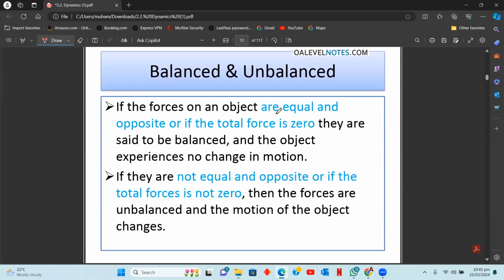If the forces on an object are equal and opposite, or if the total force is zero, they are said to be balanced, and the object experiences no change in momentum. If they're not equal and opposite, or if their total force is not zero, then the forces are unbalanced and the motion of the object changes. Motion only changes when the forces are unbalanced. Motion will not change when the forces are balanced. This is to understand here.